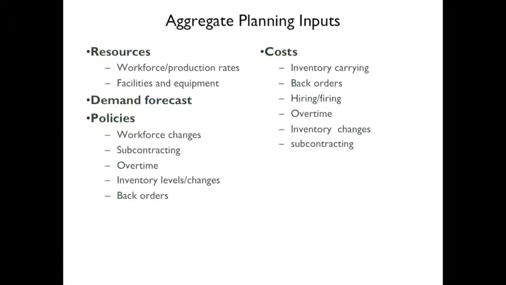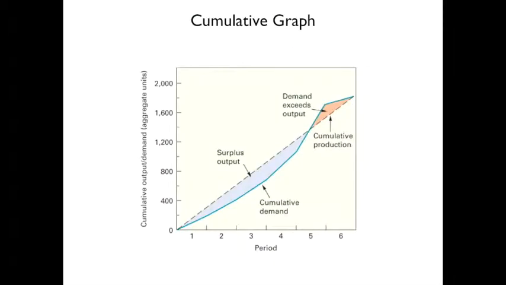Inventory levels. How much room do you have for inventory? How much are you willing to let the inventory go up and down? And what about back orders? How bad is it if someone orders something that's not available, it's on back order? And then cost. What's the cost of carrying inventory? What's the cost of back orders? What's the cost of hiring and firing? What's the cost of overtime, inventory changes, and subcontracting?